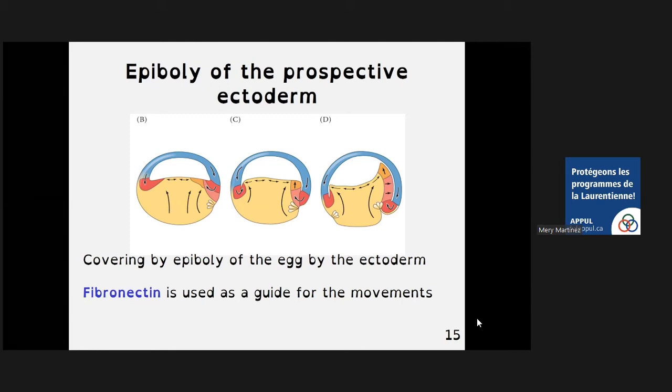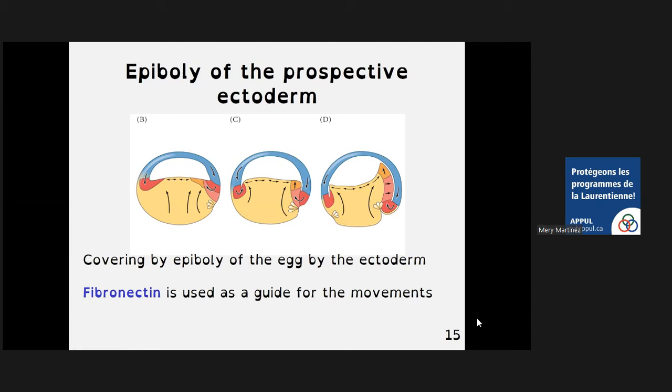Yes. Is fibronectin marked as red in this picture? It's not, we're going to see it in the next image, okay? But it's normally on this edge over here, okay? We're going to see it in the next image.